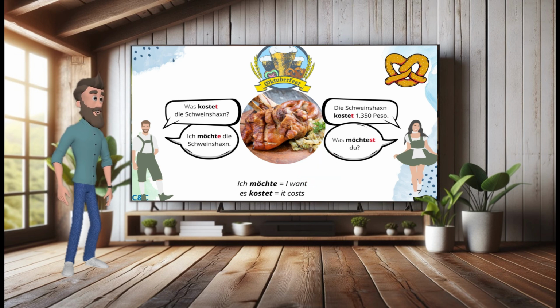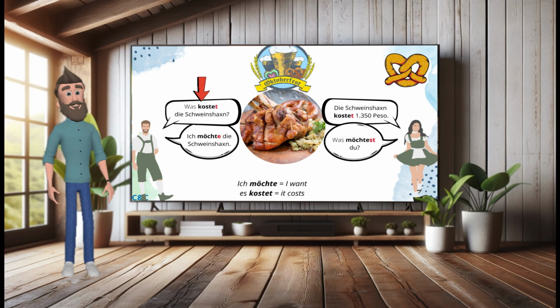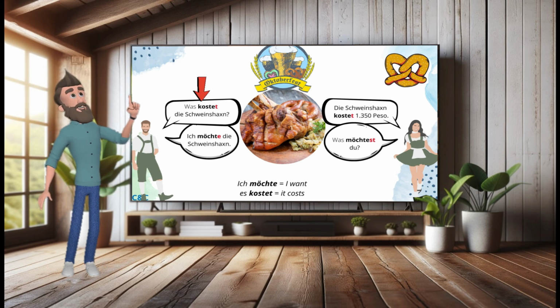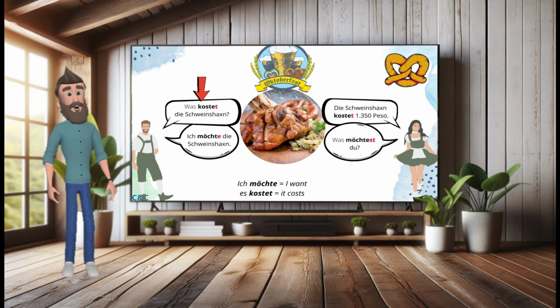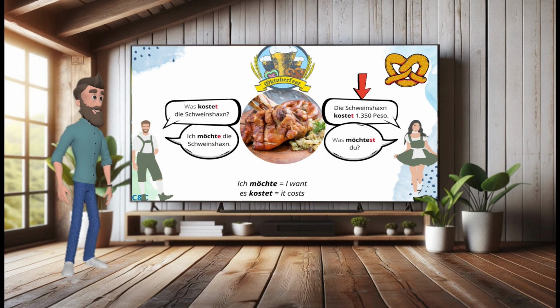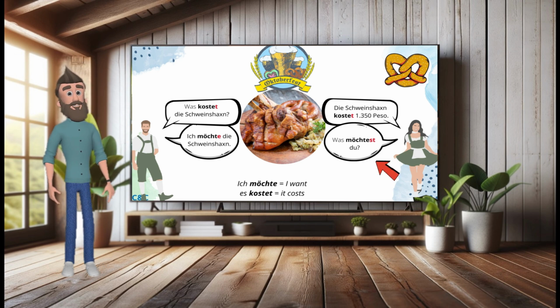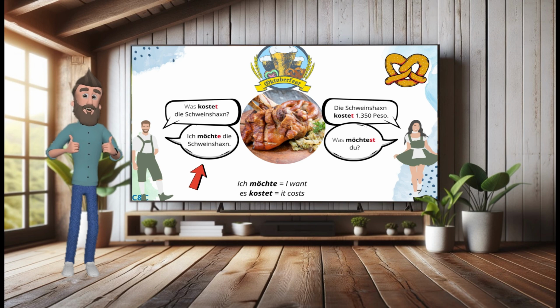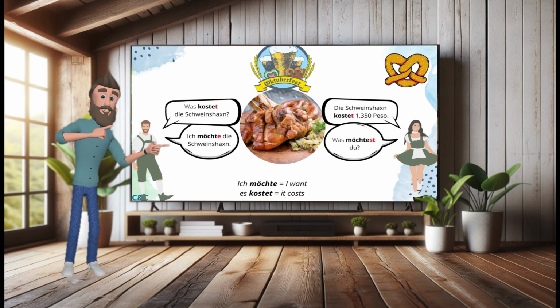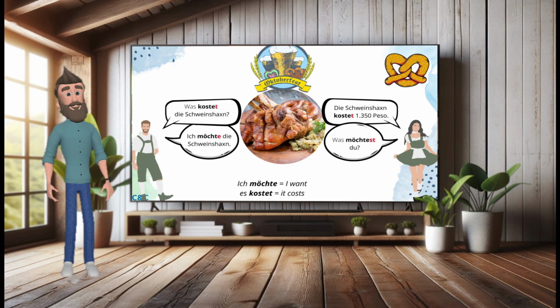If you want to know how much it is, you just ask, was kostet die Schweinshaxen? And you might have the reply, die Schweinshaxen kostet 1350 Peso. Then the waiter might ask you, was möchtest du? And you just reply, ich möchte die Schweinshaxen. And with that, you can ask for the price and order food at the Oktoberfest.